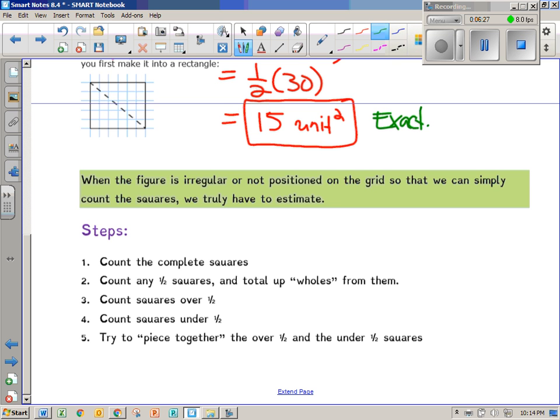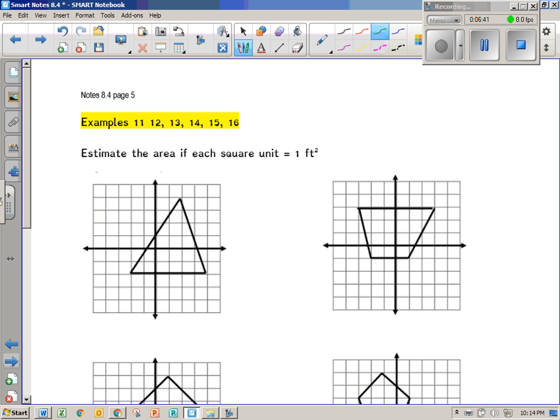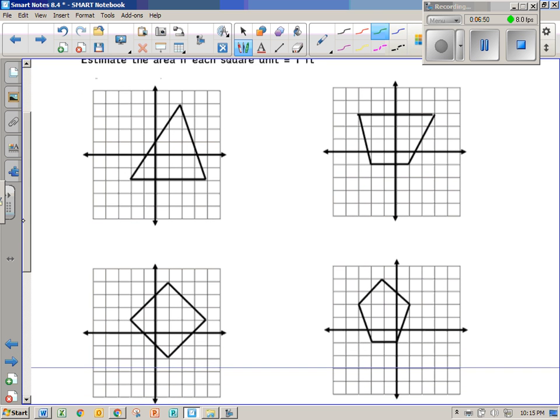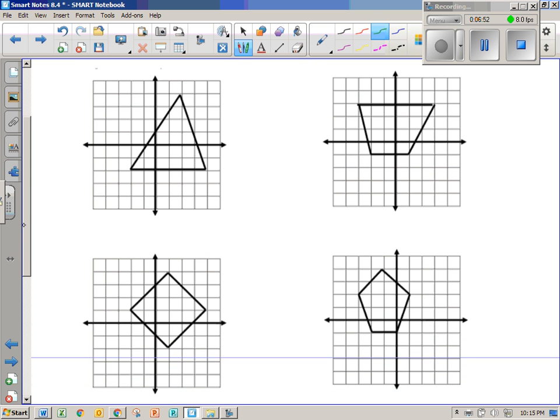Then there's going to be some squares that look like they're a little over half, some that are under, and we're just going to try to put the pieces together to add up to equal a square. So we're really truly going to be approximating. We're estimating. I like to use some colored pens and pencils for this, and or highlighters. I suggest you do the same. It actually makes it a lot easier.